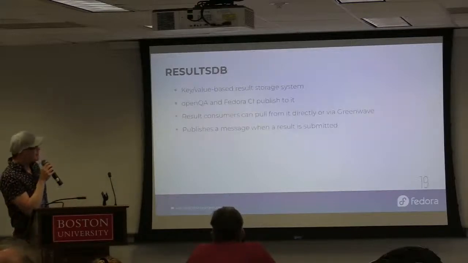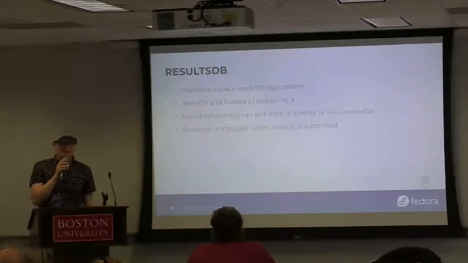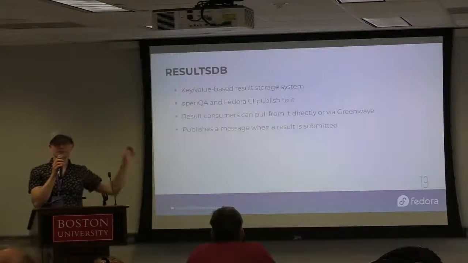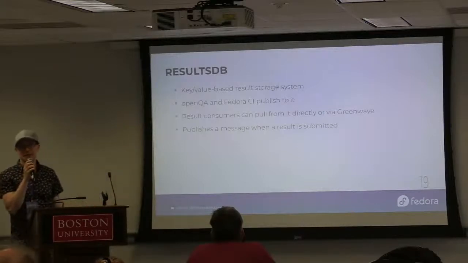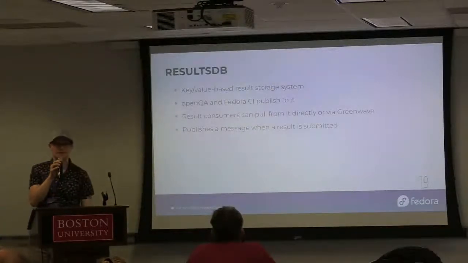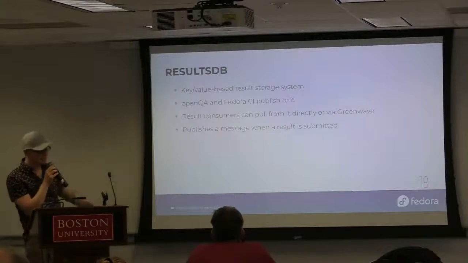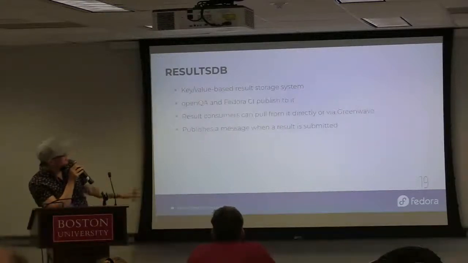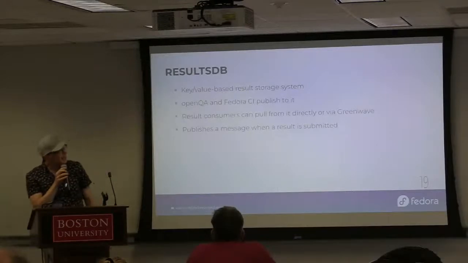ResultsDB is the thing from that old system called Taskatron, which turned out to take over the world, which we were really surprised by. It was the one component of Taskatron that's still around and everyone loves it. Red Hat uses it, it's everywhere. ResultsDB is a really simple key value based result storage system.